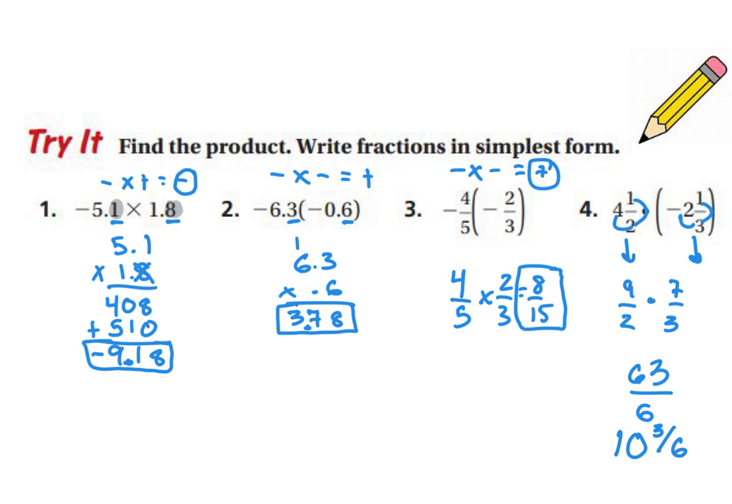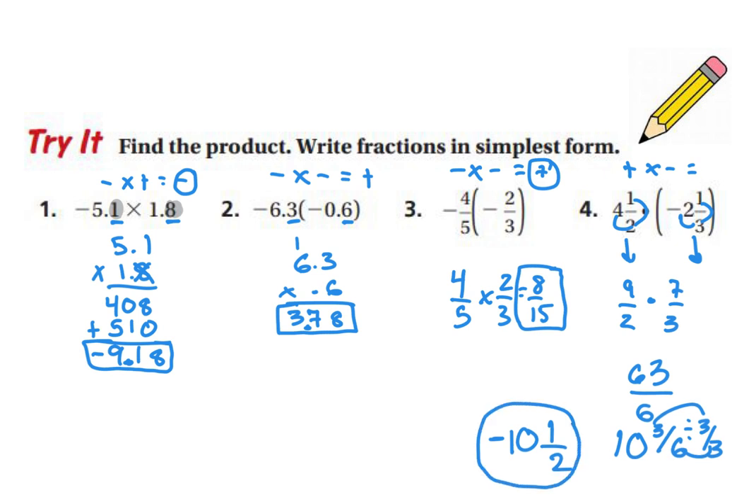And I can further simplify, divide by 3 over 3. 3 divided by 3 is 1. 6 divided by 3 is 2. So I have 10 and 1/2. Back to the original problem, a positive times a negative is a negative. So my product is actually negative 10 and 1/2.